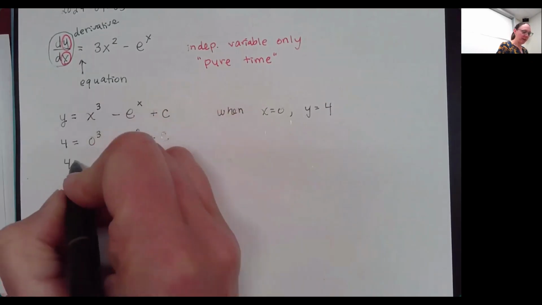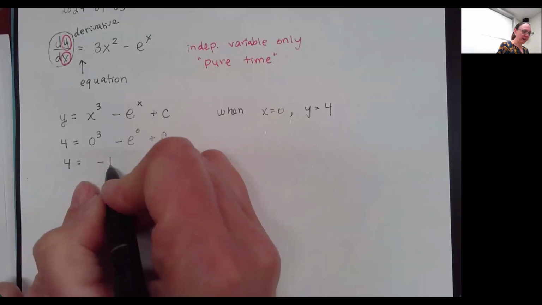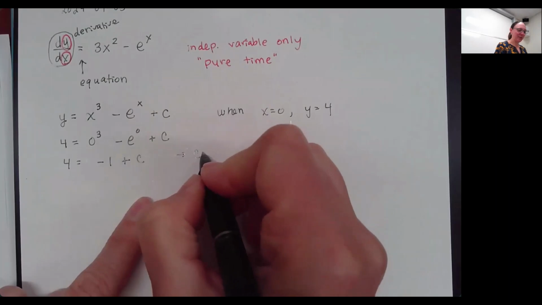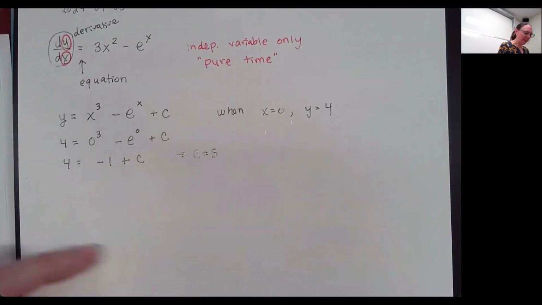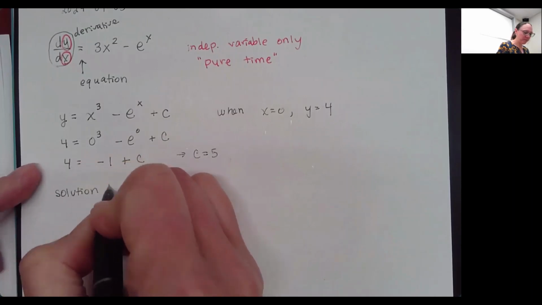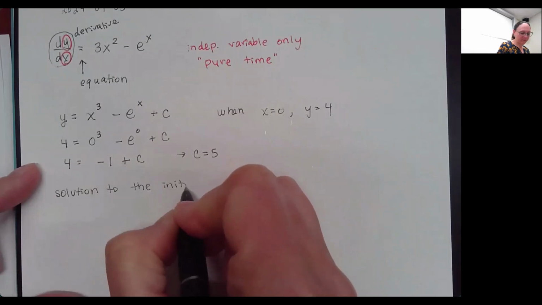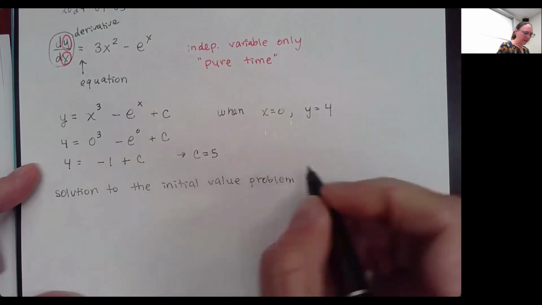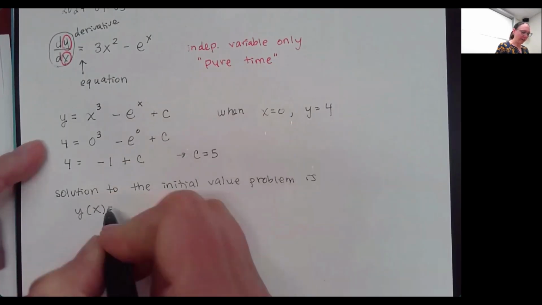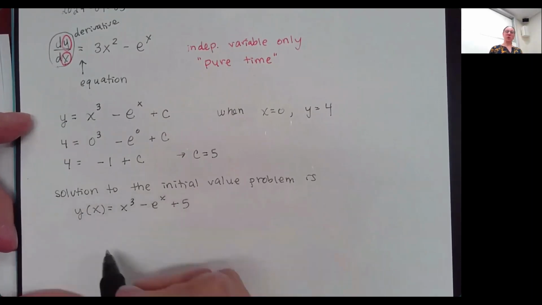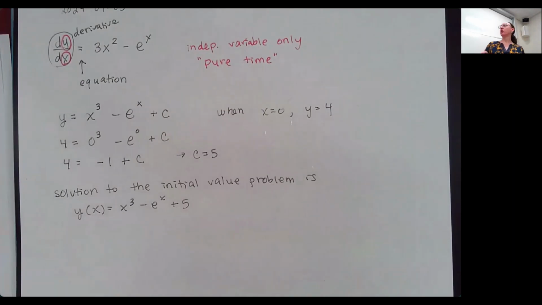So in this case, it looks like if -1 plus c has to equal 4, then that means c is equal to 5. And I would say that the solution to the initial value problem is that y of x is equal to x cubed minus e to the x plus 5. So my solution to the initial value problem should include the value of that constant c.